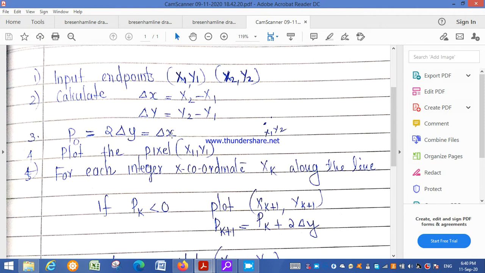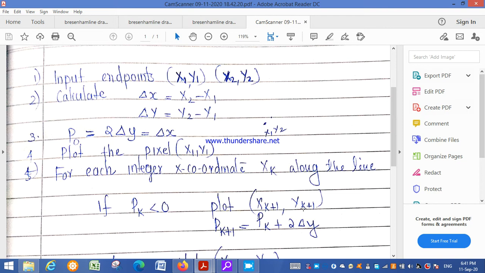Okay, so for drawing the line, given the first endpoint x1, y1, we first plot that pixel x1, y1. We go to the pixel location x1, y1 and make that pixel on. Then we have to turn on the next pixel location. For that, for each integer x coordinate, if the pk value, that is initially p0, is less than 0, we go to xk plus 1, yk plus 1 and make it on.